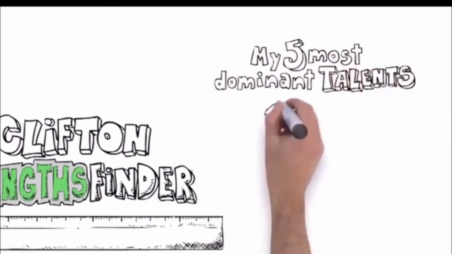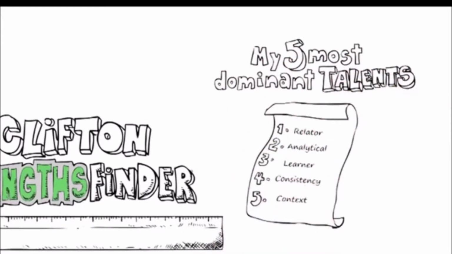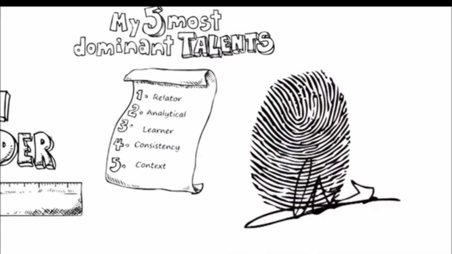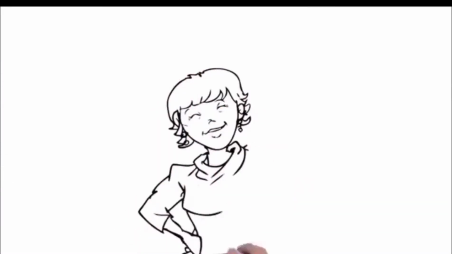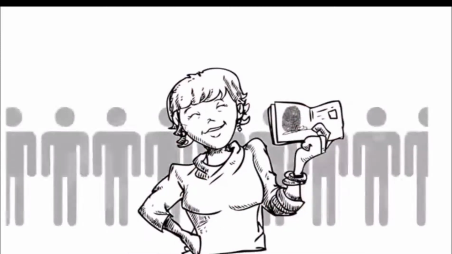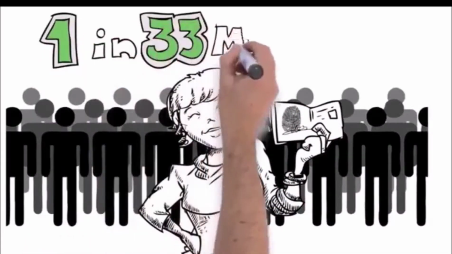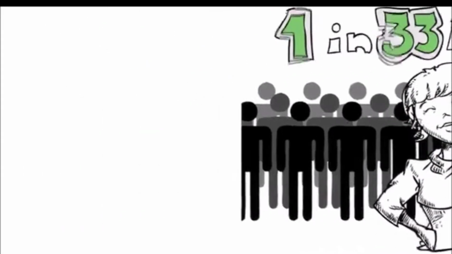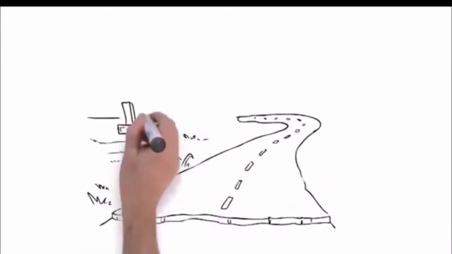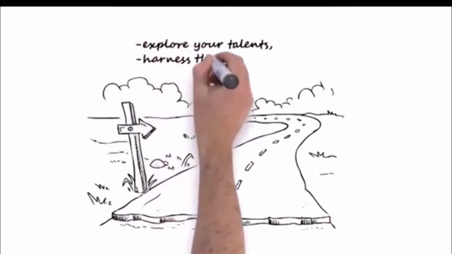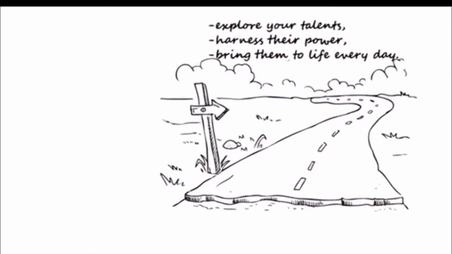Your Clifton Strengths Finder report includes a ranked listing of the 5 themes that hold your most dominant talents, your signature themes. Similar to your fingerprint, the sequence of your themes is unique to you. The odds that someone has the same 5 signature themes in the same order as you are 1 in 33 million. You heard right, 1 in 33 million. Your report is a beginning, not an end. Take this opportunity to explore your talents, harness their power, and bring them to life every day.